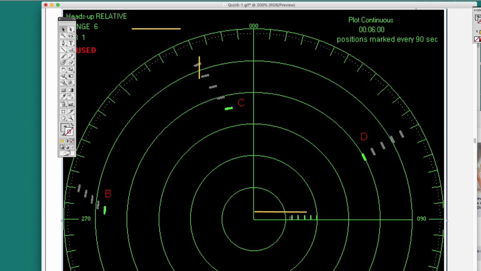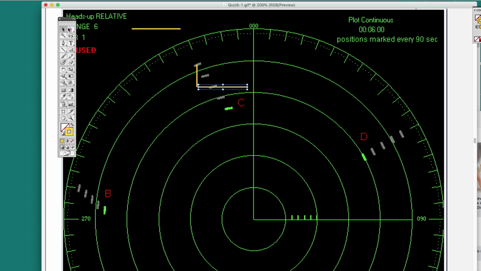Let's see. So we know the relative speed was about 16, maybe a little more than that. The actual true speed we figured was about, what did we figure, 12 knots. Now we need to know what's the true direction of the vessel. Let me just take this line again and put that up here.